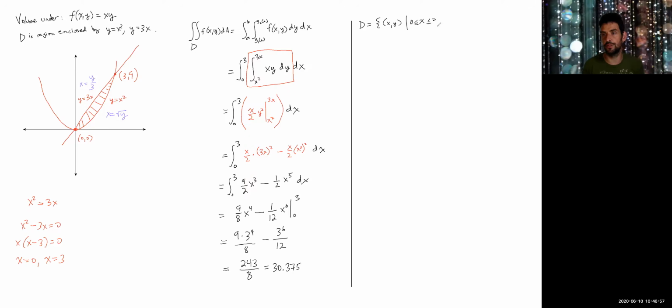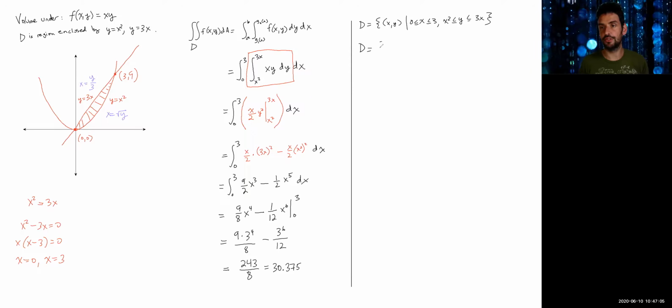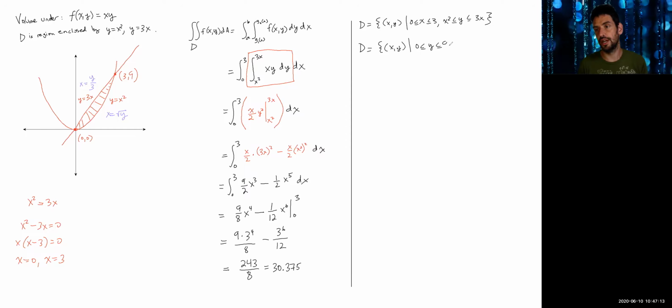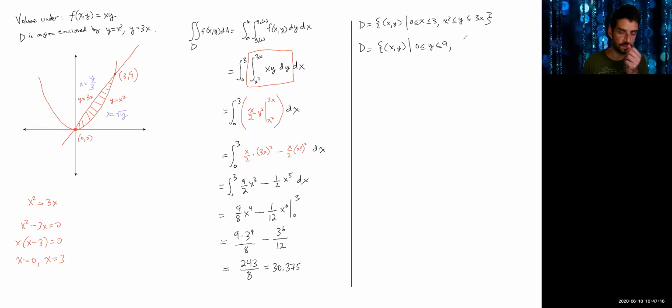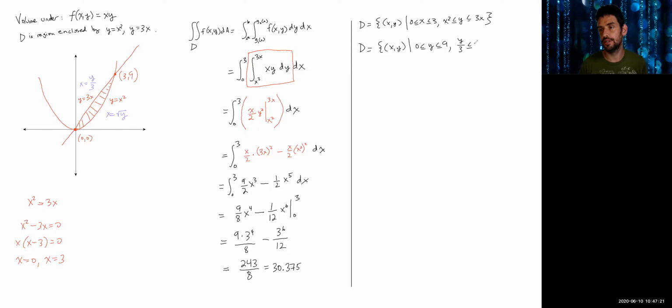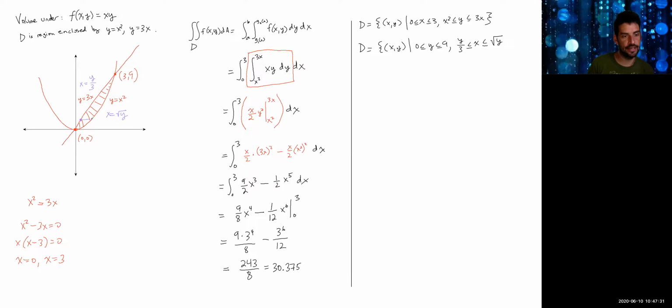So x is between 0 and 3, and y was between x squared and 3x. But I can equivalently describe the region D as the points where y is between 0 and 9, and x is between y over 3 and the square root of y, right? That the x values begin on this line and end when they hit this line, the low end to the high end.